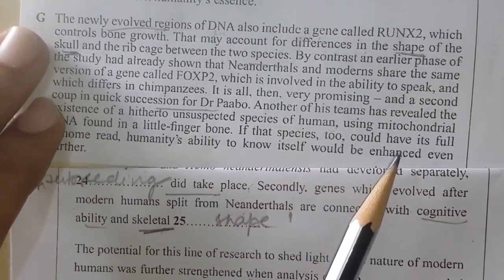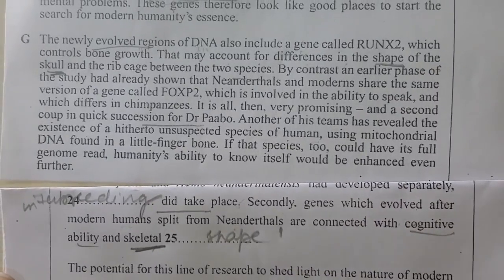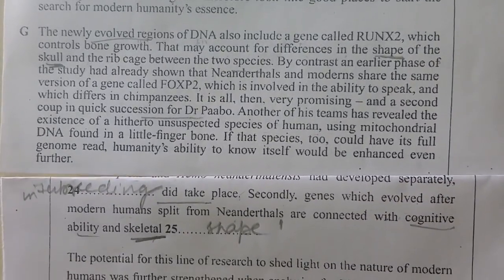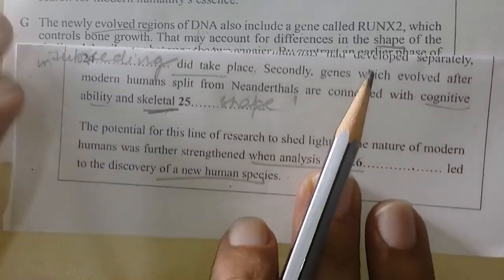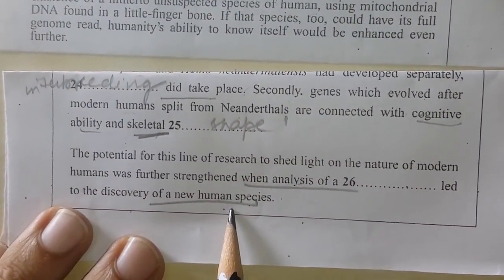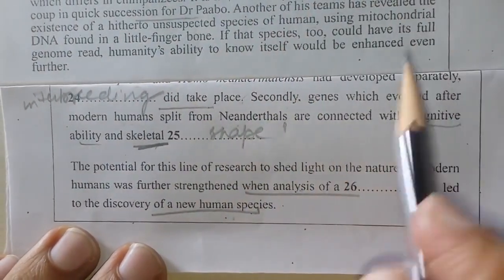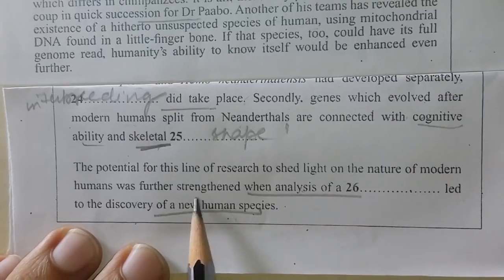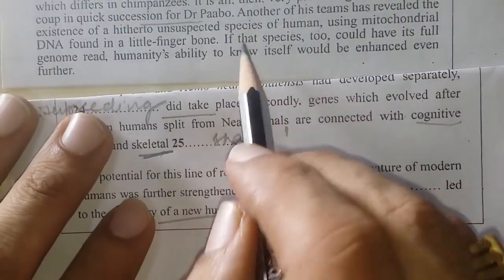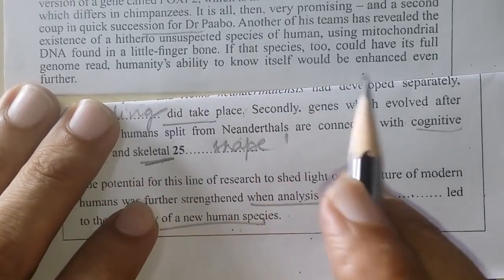Another team has revealed the existence of an unsuspected species of human, using mitochondrial DNA found in a little finger bone. Analysis of a dash led to the discovery of dash, a new human. So the potential for this line of research was further strengthened when another team revealed evidence on a little finger bone.